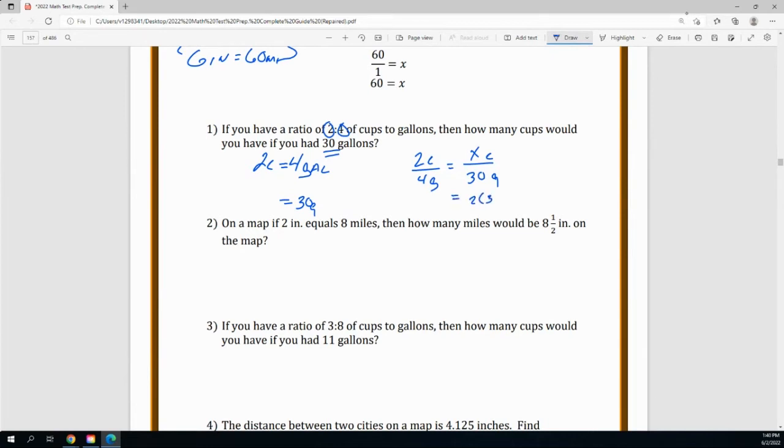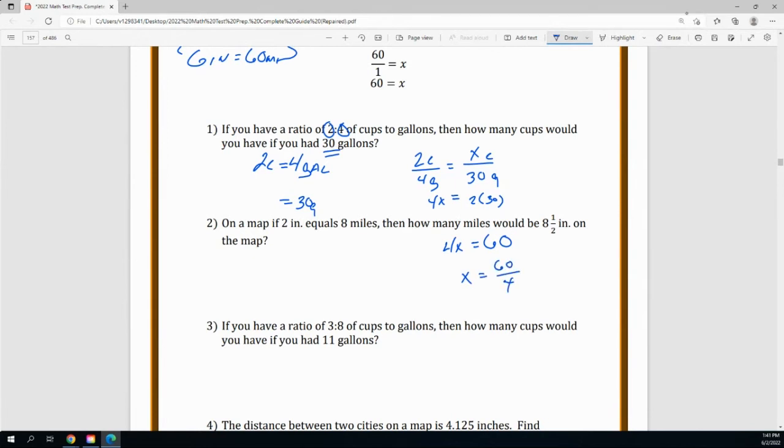2 times 30, x times 4. Or let me write that another way, because that can confuse people if I do it the other way. Let's keep going. If 2 times 30 is equal to 60, I'm going to write this down here. And then 4 times x is still 4 times x. So the next step would be to divide. We want to take the 60 and divide it by 4.